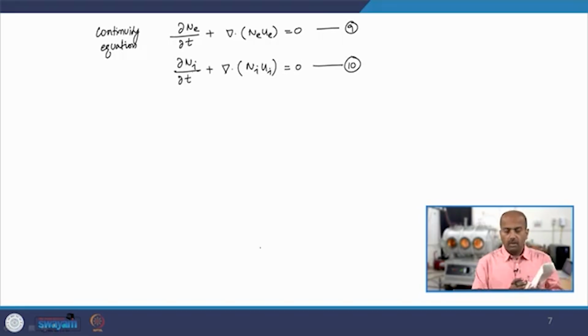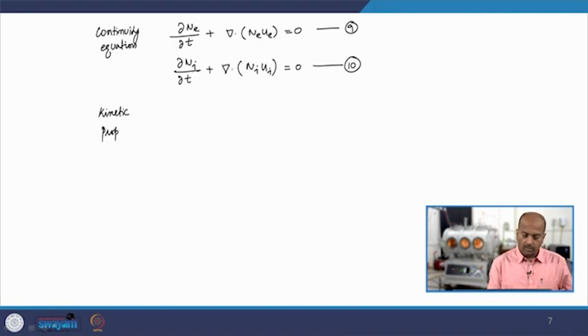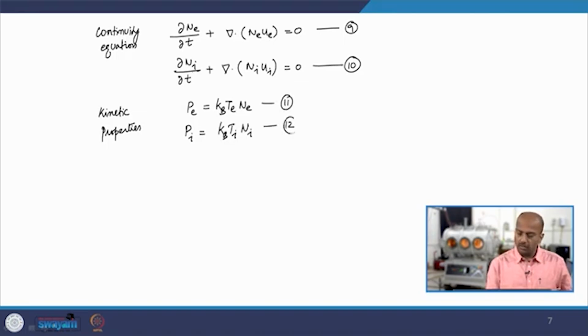We already have 10 equations. In addition, we will need the thermodynamic properties, or the kinetic properties of the fluid, which can be addressed by the simple equation P = nkT. So, the electron fluid's pressure is Pe = Kb Te Ne, or Pi = Kb Ti Ni. Let us say this is equation number 11, equation number 12.